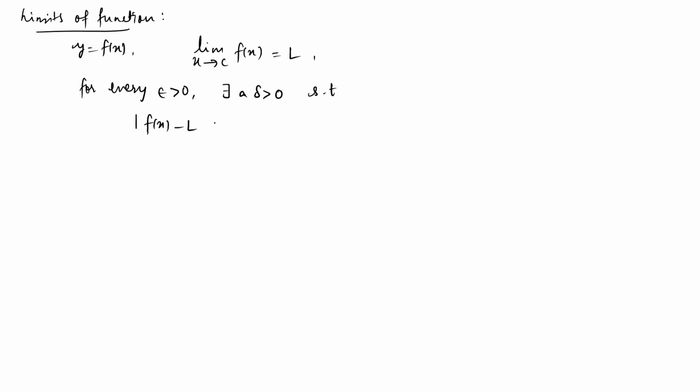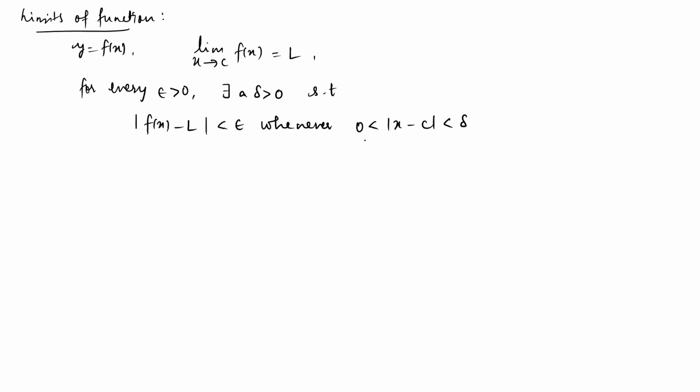Initially, we had the function y is f of x. We say limit x approaches c, when we apply this limit to this function, we are going to get some L. If we have to say so, what should be the case? For every epsilon positive, there exists a delta positive such that absolute of f of x minus L is less than epsilon whenever 0 less than absolute of x minus c less than delta. So this was the definition of a limit.